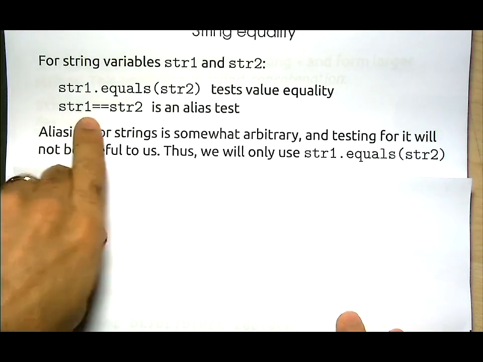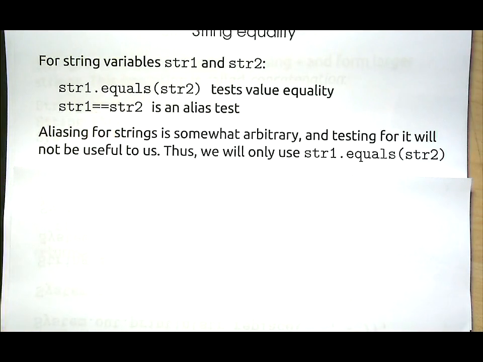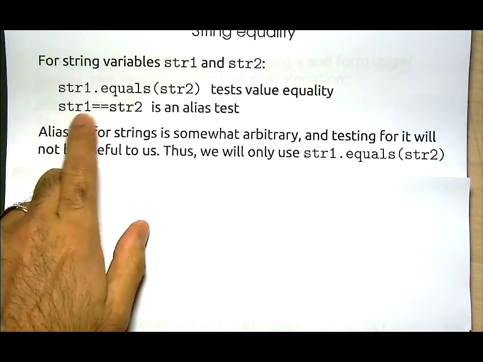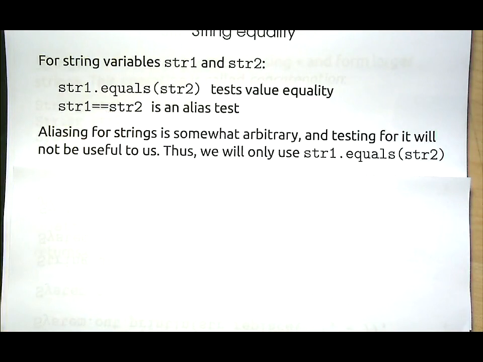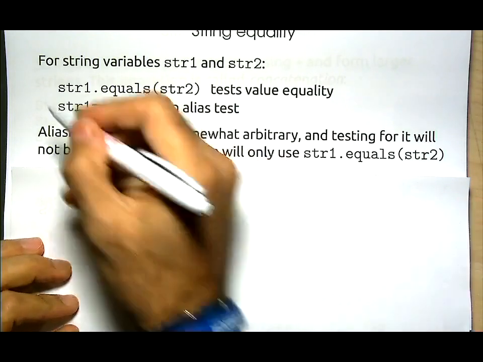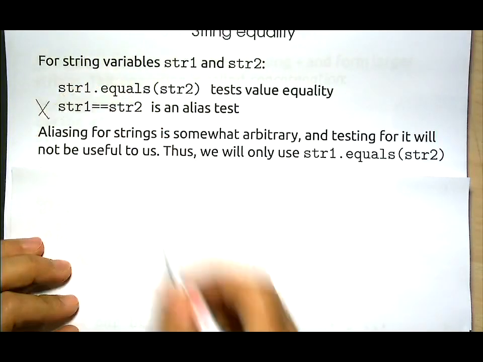There is another way to compare them using ==, but that has strange behavior because it's an alias test. It tests whether the two variables, str1 and str2, refer to the same string object. And sometimes this is not what we want. Most of the time we just want to check that our strings are the same, letter by letter. So we will almost never use that and use this instead.